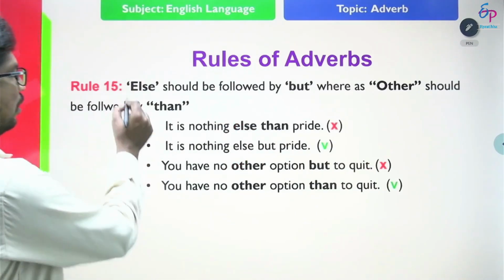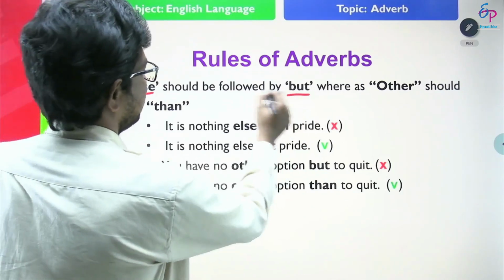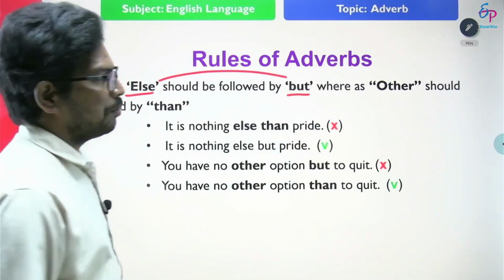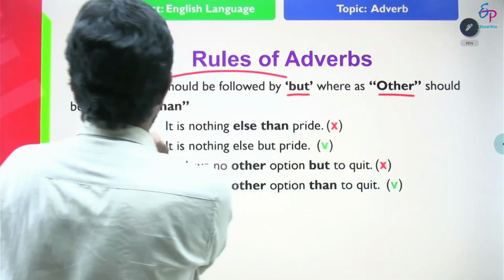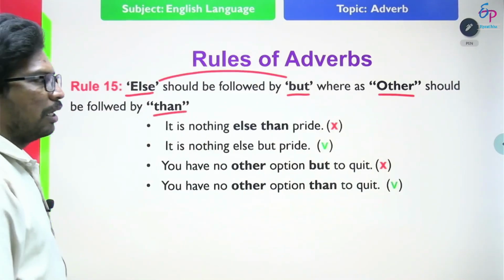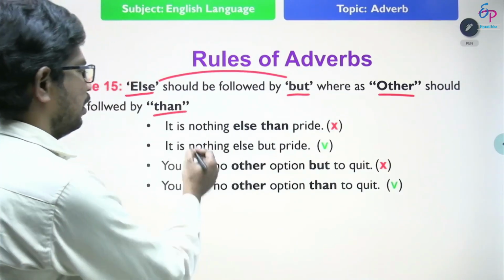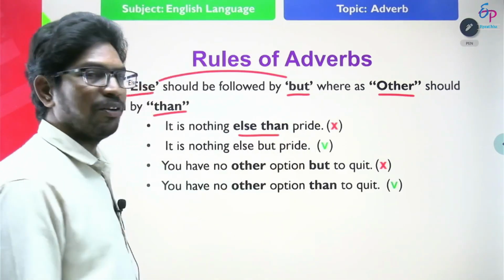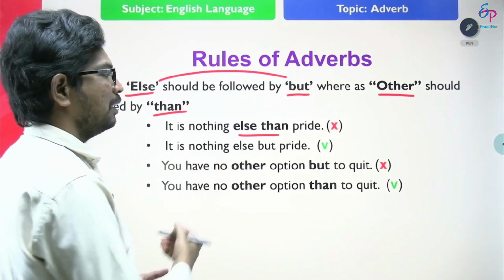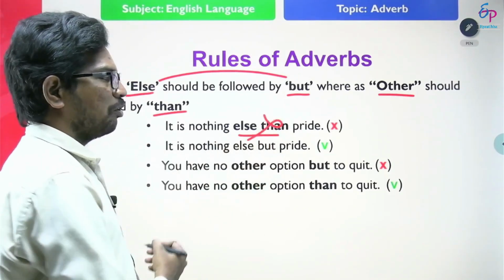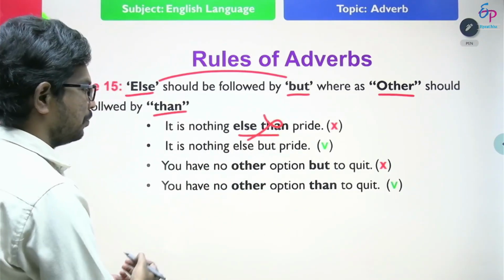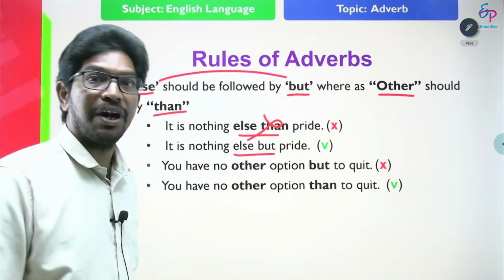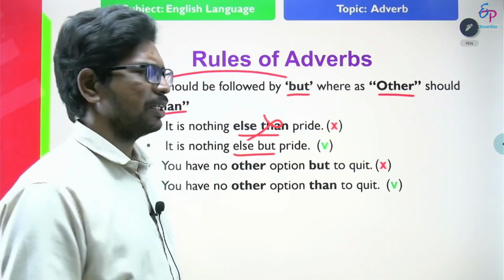See the next rule. Else should be followed by "but." Other should be followed by "than." Look at the example: "It is nothing else than pride." In this statement, "else" is followed by "than." So else should be followed by "but," not by "than." What is the correct one? "It is nothing else but pride" is correct.